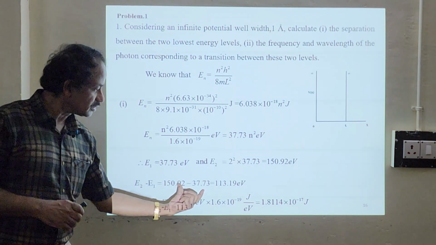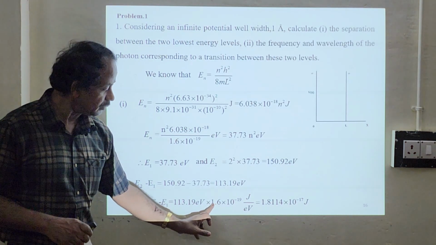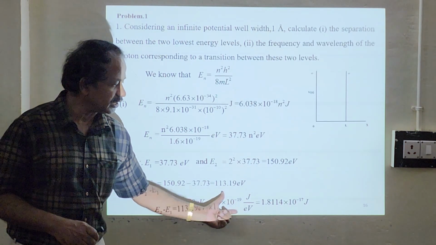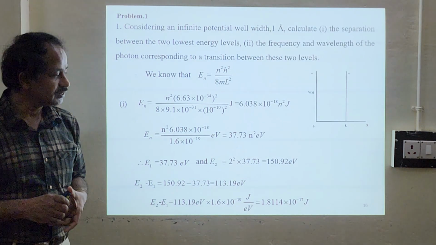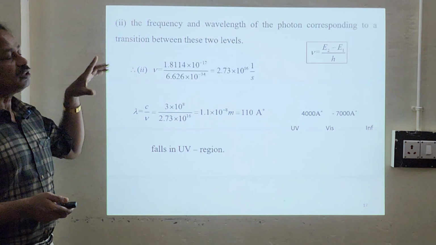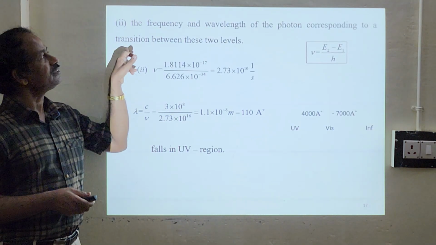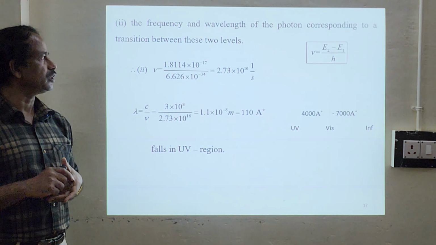Now you just convert this one into joules. So multiplied by 1.6 into 10 power minus 19, that will give you 1.8114 into 10 power minus 17 joules. Okay, so the first one is over. The second one is the frequency and wavelength of the photon corresponding to a transition between these two levels. We are going to find out.